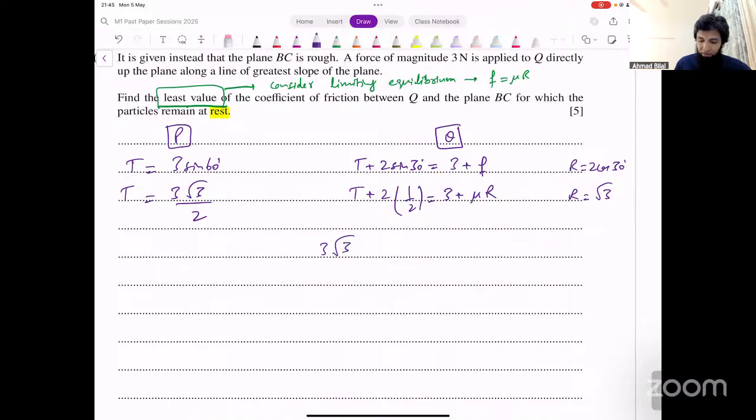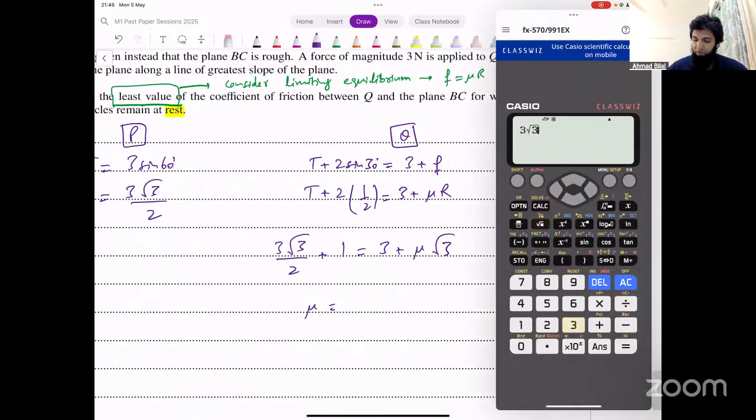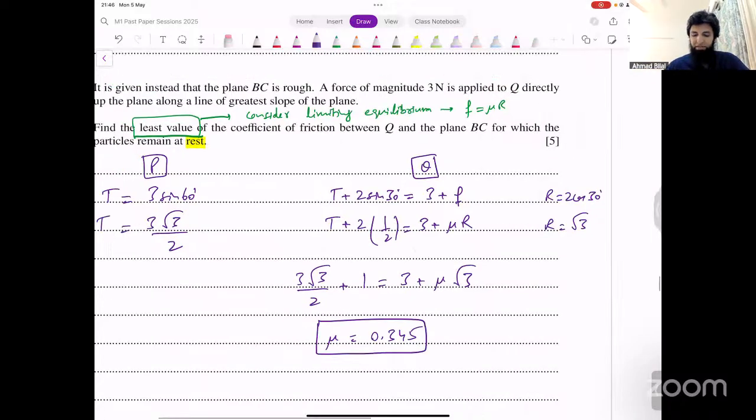3 root 3 over 2 plus 1 equals 3 plus mu, which we have to find out, times R, that's root 3. And that should give us the value for mu. You can see what that turns out to be: 3 root 3 divided by 2 plus 1 minus 3 divided by root 3. And that gives me 0.3453. That's the value of mu that we were looking for. Make sense?